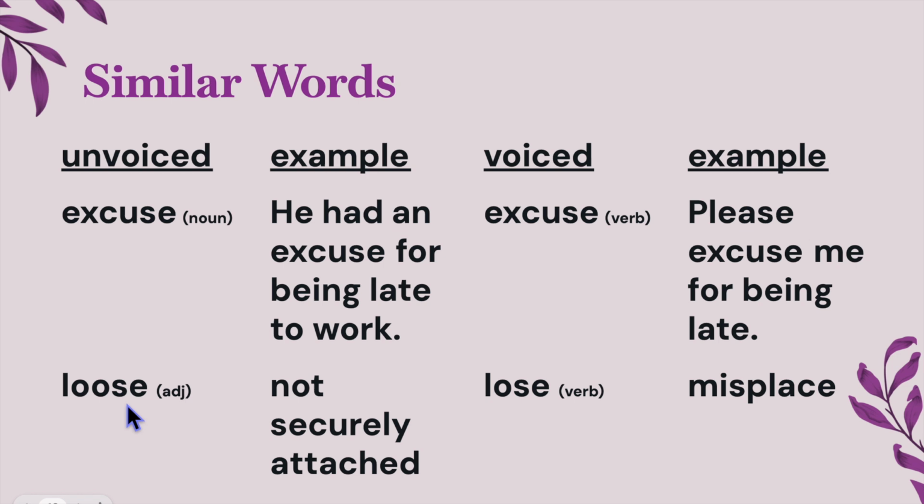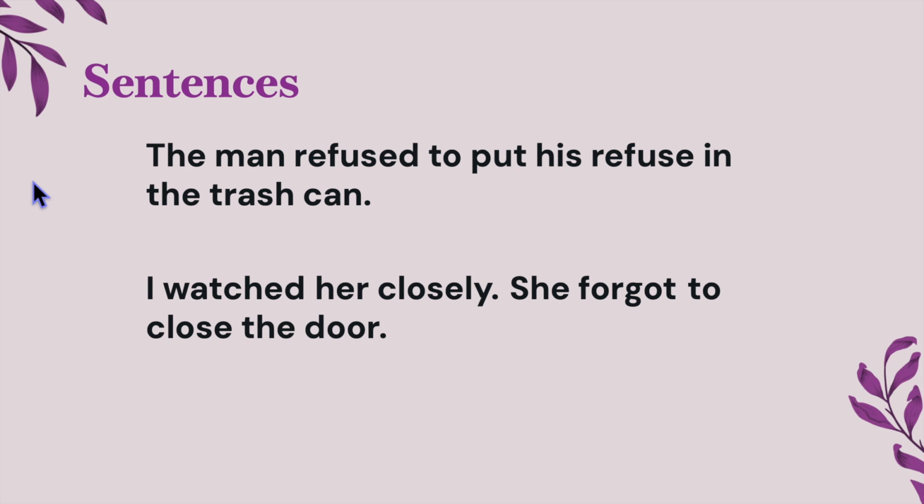Here's the word loose with two O's and the unvoiced S sound. This is an adjective that means not securely attached. When you have one O and the Z sound, it's the word lose, which is a verb, which means to misplace. You must know the difference between these two words. These two are words that native speakers will commonly misspell. Let's look at some examples.